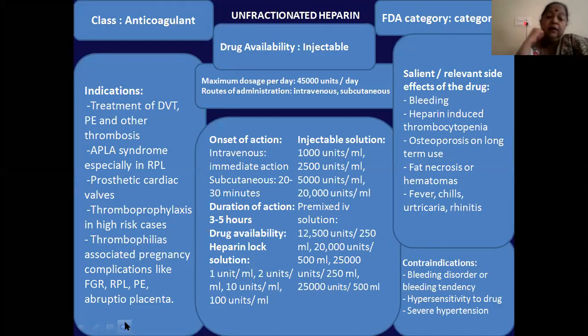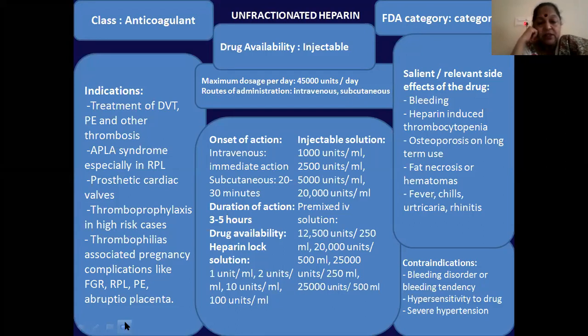Various solutions are available, like 1000 units per ml, 2500 units per ml, 5000 units per ml, and you have to mix them. Pre-mixed IV solutions are also available. You should know about the side effects. HIT is heparin-induced thrombocytopenia, which you should remember is one of the side effects of unfractionated heparin. The maximum dosage of unfractionated heparin you can give is 45,000 units per day.